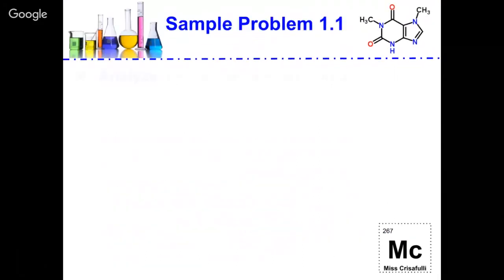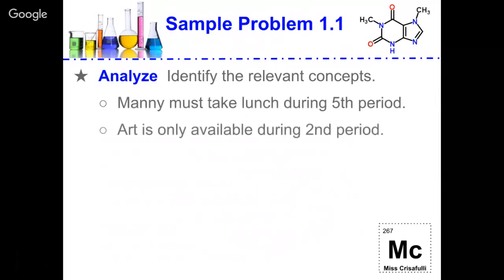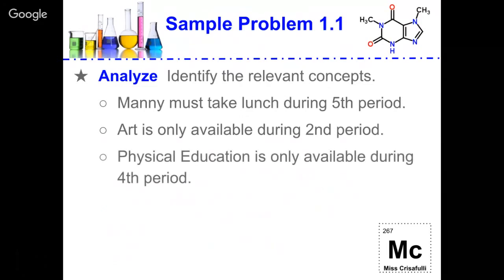Okay, so first let's analyze. So we're going to identify the relevant concepts. Well, Manny has to have lunch during fifth period because that's the only option. And art is only available during second period, so that's the only place where that can go. And physical education is only available during fourth period. So what we're going to do is we're going to fill those things in first.